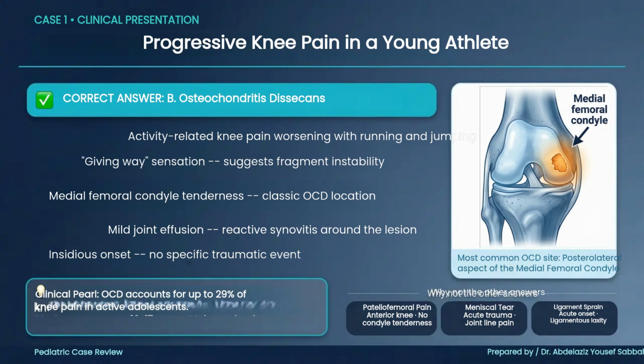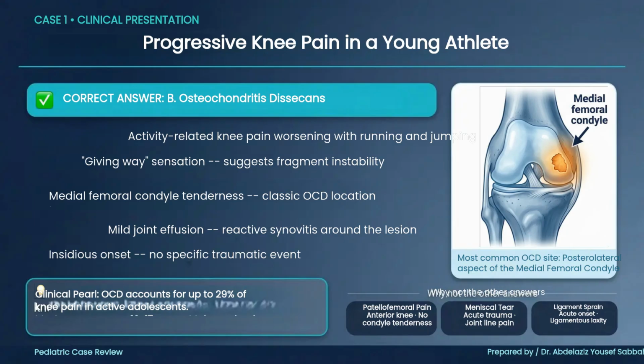Key diagnostic features include activity-related knee pain worsening with running and jumping, a giving way sensation which suggests fragment instability, medial femoral condyle tenderness, which is the classic location for knee osteochondritis dissecans, mild joint effusion reflecting reactive synovitis around the lesion, and insidious onset with no specific traumatic event.